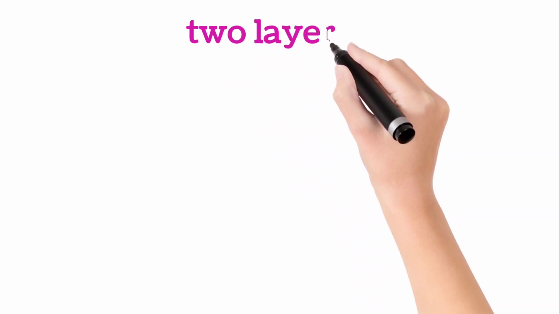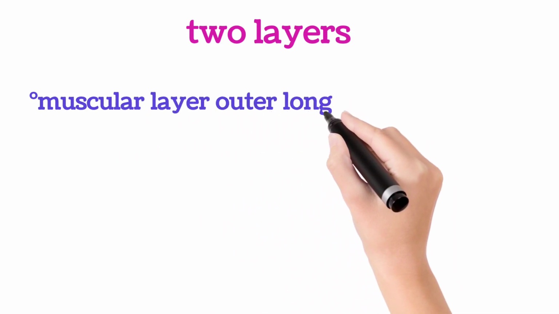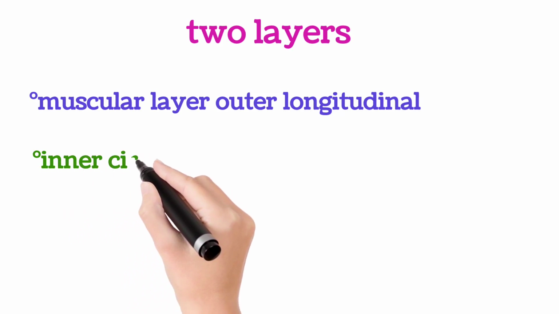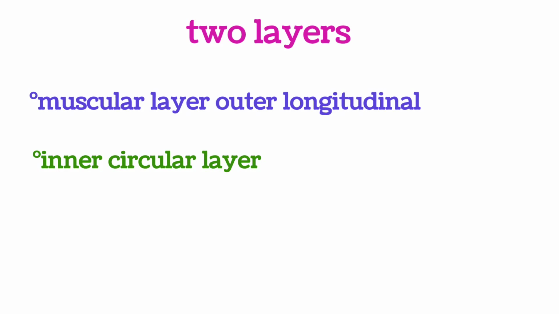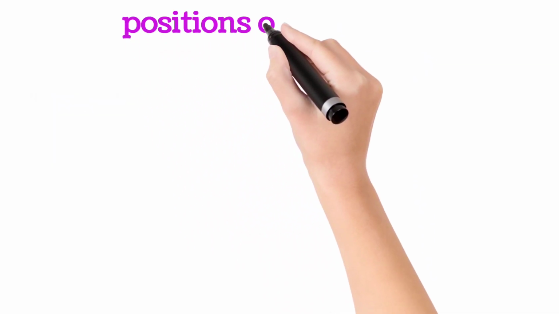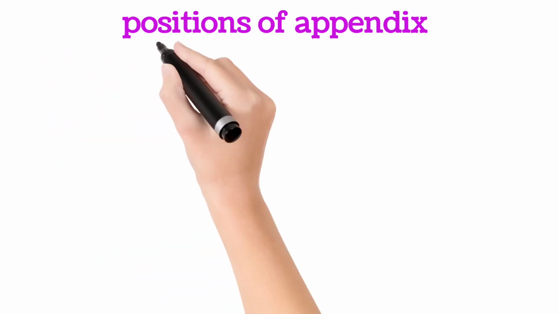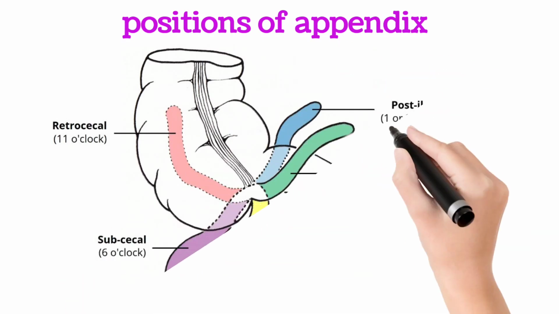Two structural layers of the appendix. Muscular layer: outer longitudinal, inner circular layer. In this picture, you can clearly see 6 positions of the appendix at different clock positions in which it can lie.